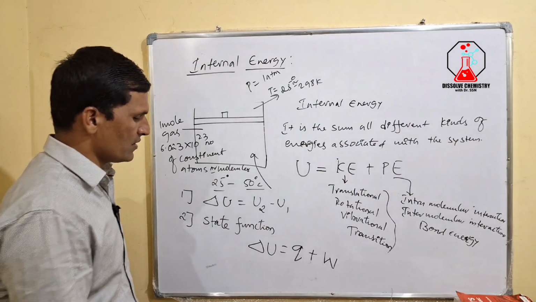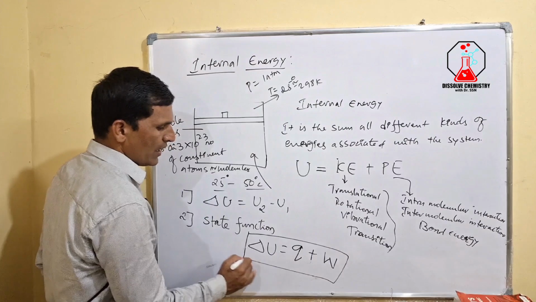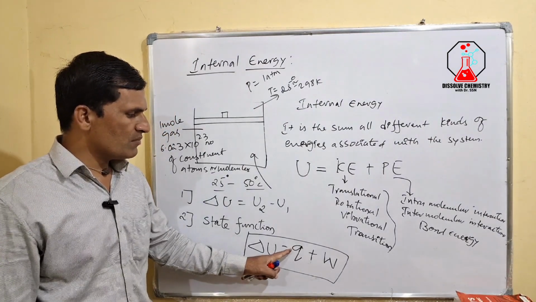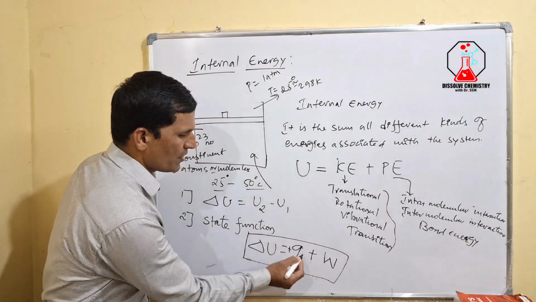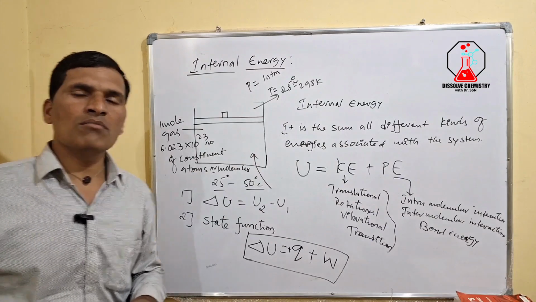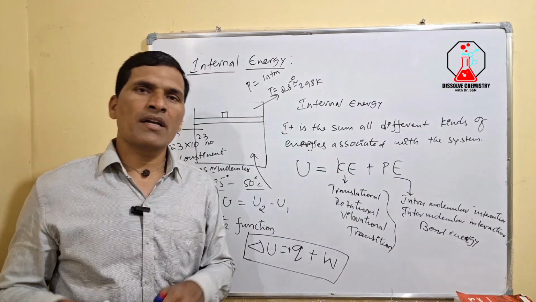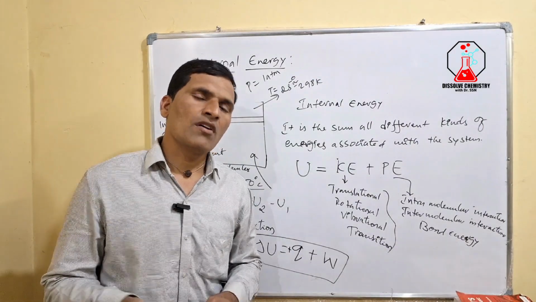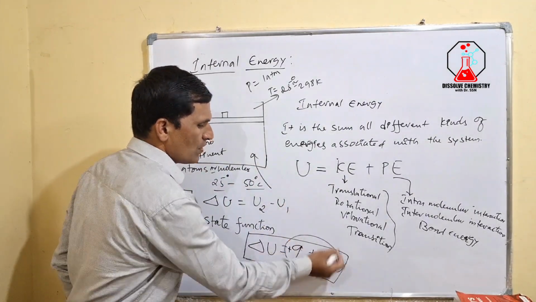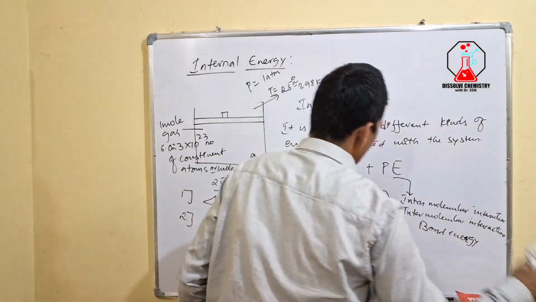Okay, expansion work it is doing. So therefore mathematically we are going to give this delta U as Q plus W. And the sign mentioned in front of Q and W depends upon whether the work is done on the system or by the system, or heat is absorbed by the system or given out of the system. Next we will see the various conditions under which the signs of these two are going to vary. So let us see the different conditions.